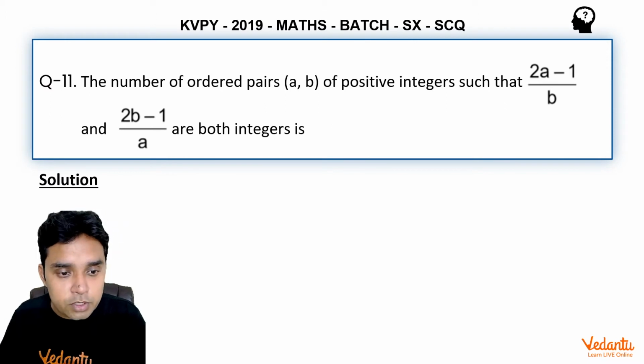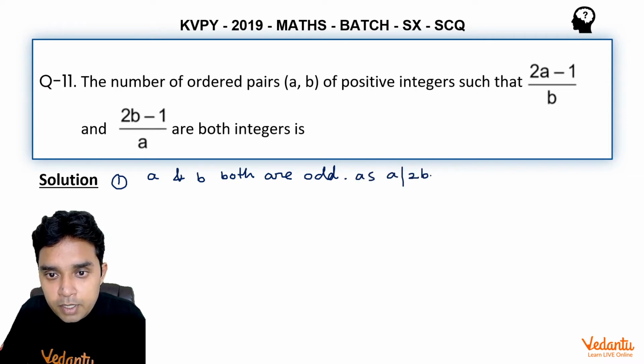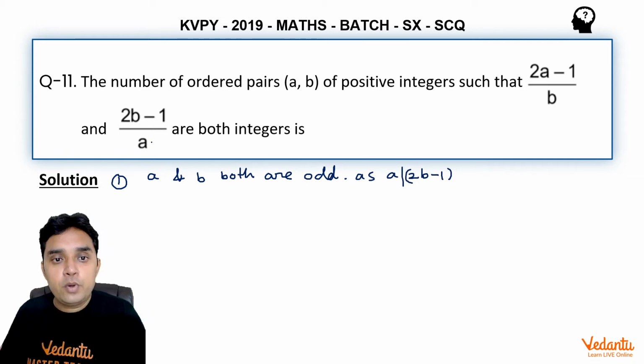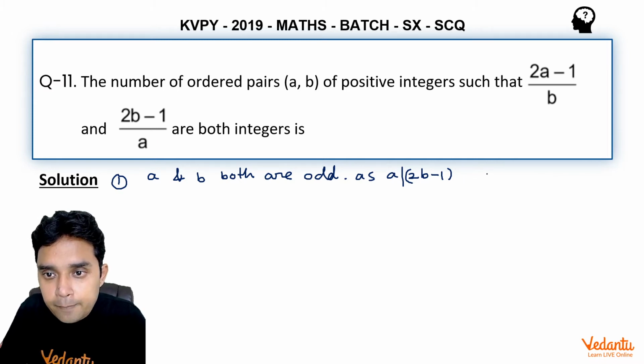Okay, now to solve this question we need to take care of few things. Let me write them one by one. Number one, that a and b both are odd integers. Why both are odd integers? As a divides 2b minus 1 and 2b minus 1 is an odd number, and if (2b minus 1) upon a is an integer, then a should be odd only. And similarly, b divides 2a minus 1 and 2a minus 1 is odd, so b should also be an odd number.